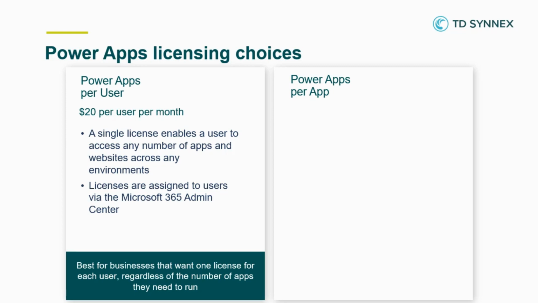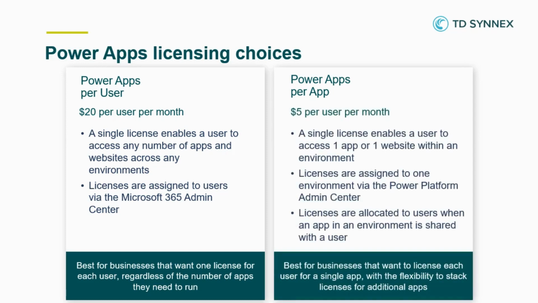And then we have the per app license, which gives a user access to either one app or one website within an environment. Rather than these licenses being assigned to a user, they're assigned to an environment in the Power Platform Admin Center and then automatically assigned to users as apps are shared with them. And one benefit of this licensing model is that it enables a business to start with a smaller cost and to stack licenses as required for users that need more than one app.